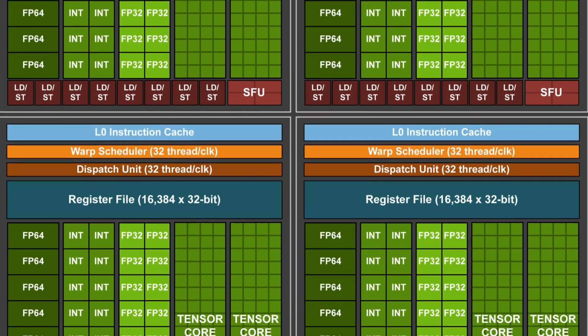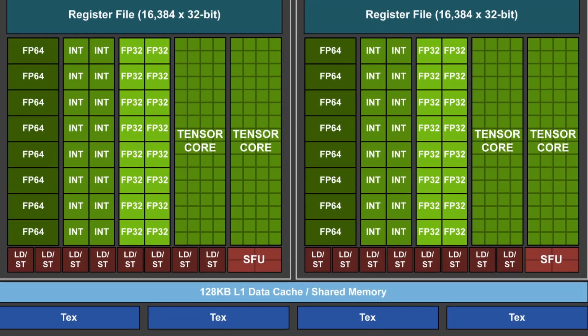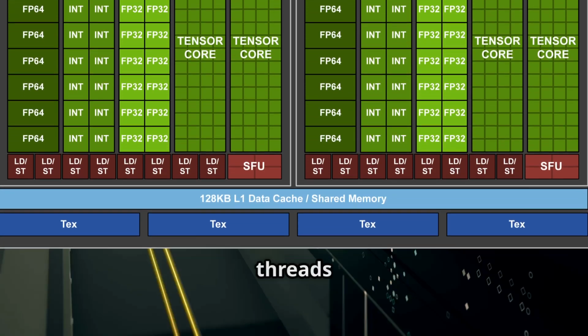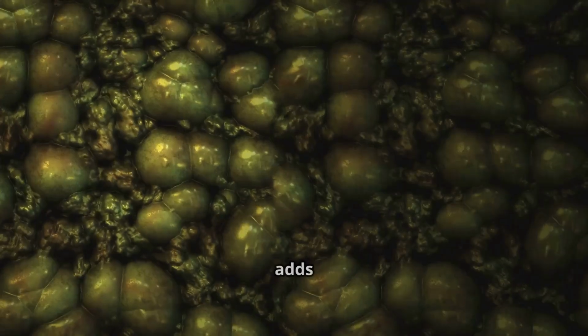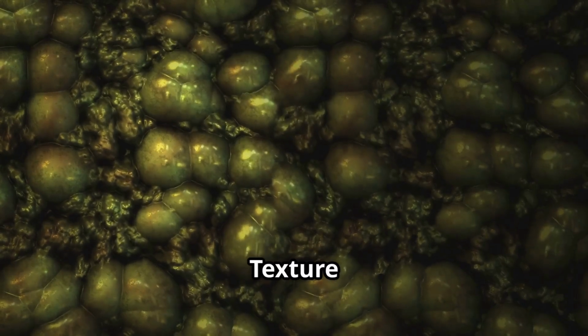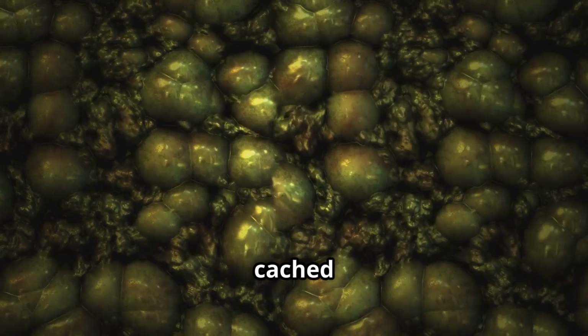For read-only data, constant and texture caches are gold. Constant memory is 64 KB, broadcast to all threads in about 1-2 cycles if cached. Texture memory adds spatial locality and filtering. Texture cache is typically 48 to 96 KB with low latency for cached accesses.